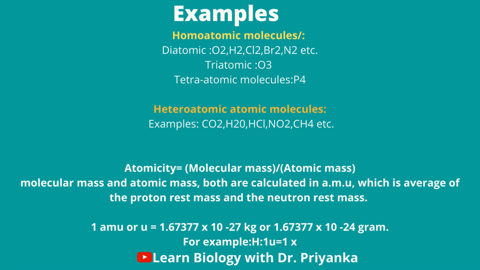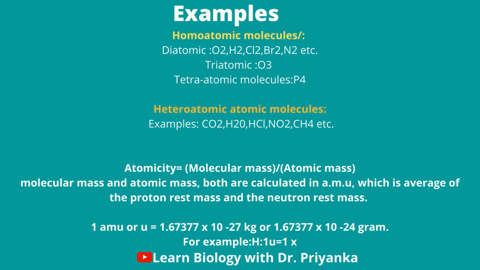Molecular mass and atomic mass are calculated in AMU, atomic mass unit, which is the average of the proton rest mass and neutron rest mass. One atomic mass unit is also written as 1 u, and its value is equal to 1.67 times 10 to the power minus 27 kg. In the case of hydrogen, one atomic mass unit is equal to 1. Heteroatomic molecules are carbon dioxide, water, HCl, NO, CH4.